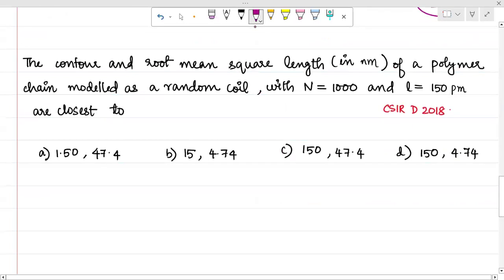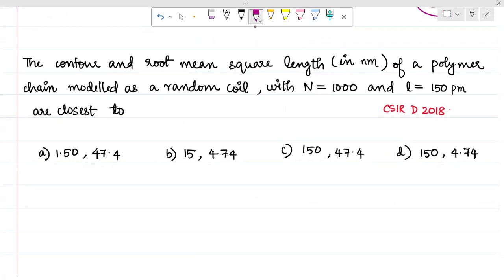Okay. Next question. The contour and root mean square length in nanometers of a polymer chain modeled as a random coil with n equal to 1000 and L equal to 150 picometers are closest to. Very important. Here they have asked the answer to be reported in nanometers and the question is given in picometers. So you should know to interconvert between them.